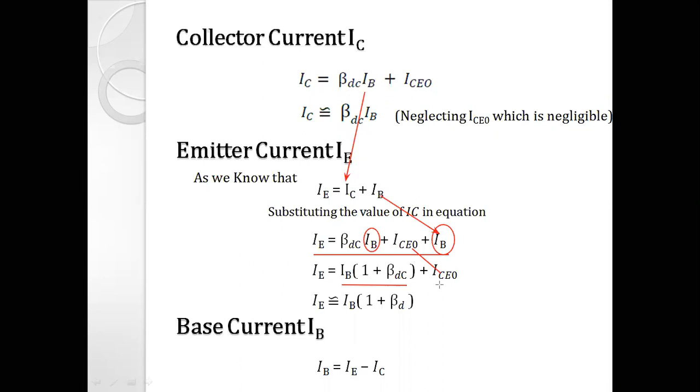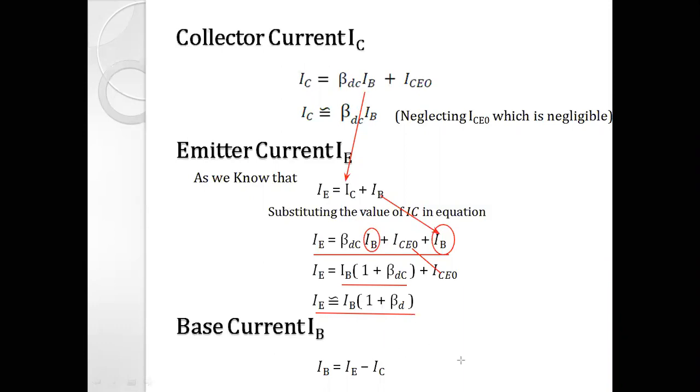But by neglecting ICEO, we can write the equation for IE. That is, IE is approximately equal to IB into 1 plus beta DC, right? So that is the emitter current when the transistor is configured in common emitter manner, where the emitter is common between base and collector.